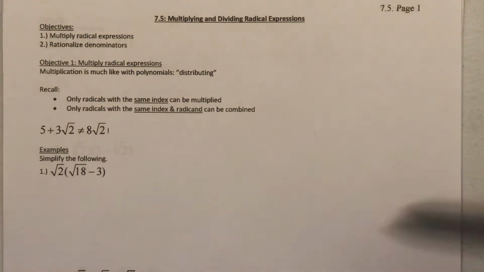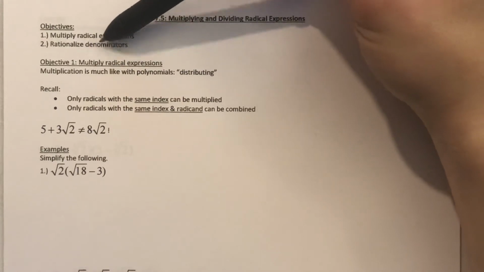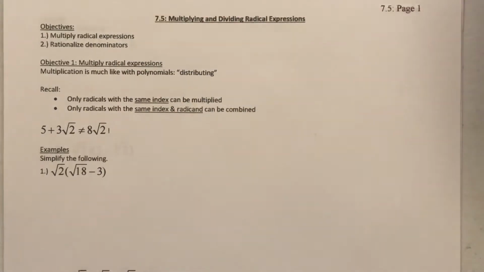So in section 7.5, we're going to take a look at multiplying and dividing radical expressions. Specifically, we'll look at multiplying them, and as far as dividing is concerned, we'll look at a process called rationalizing denominators, some simple cases of that.